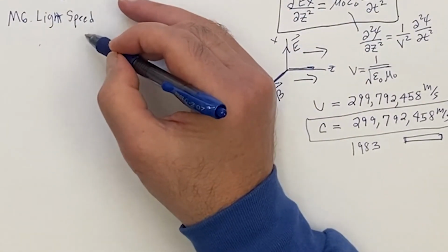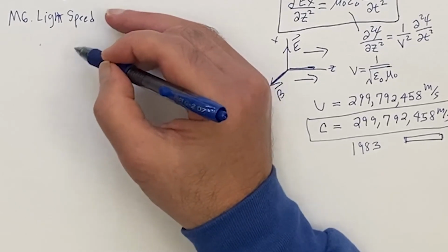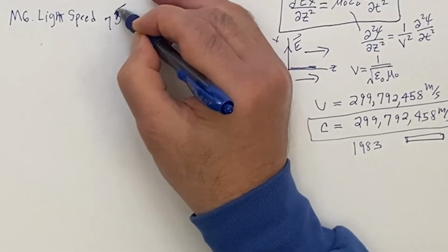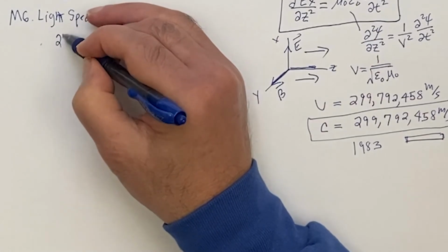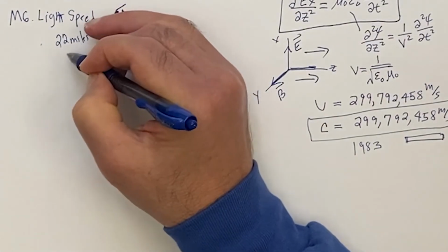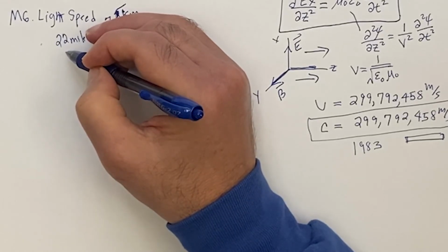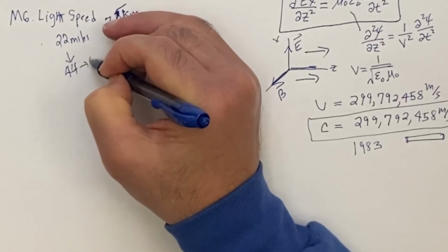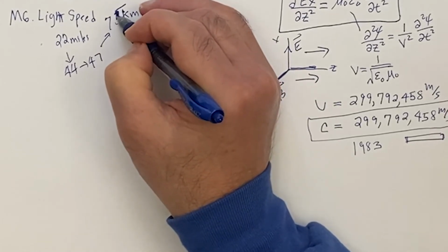So I make the numbers a little simpler for my liberal arts students that are non-science majors, and we're going to work in kilometers. Michelson was looking at 22 miles, though it's actually not exactly 22 miles. The round trip was not 44, it was more like 47. So this is very close to 75 kilometers. I'm going to use 75 kilometers.